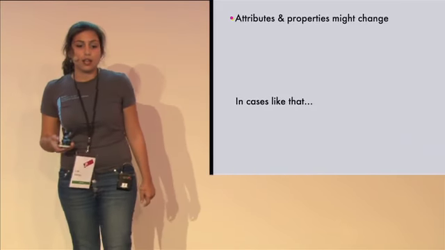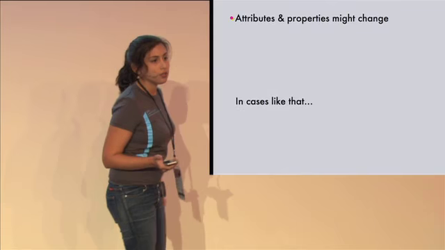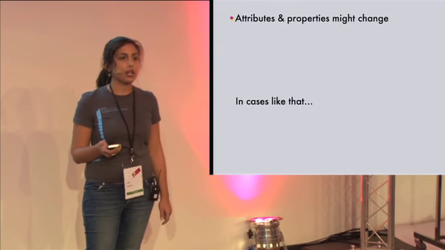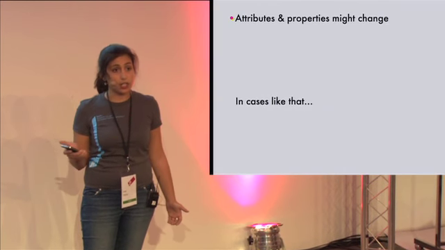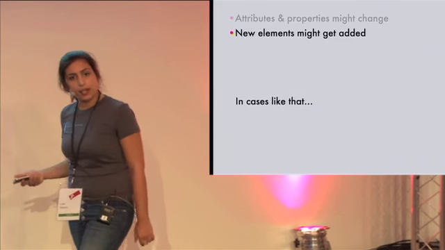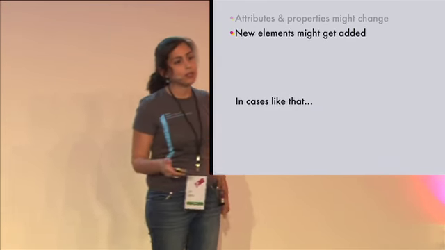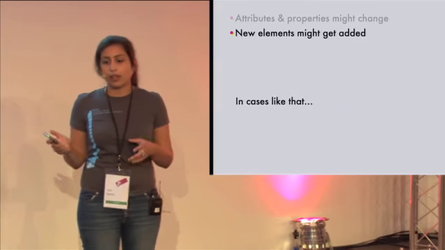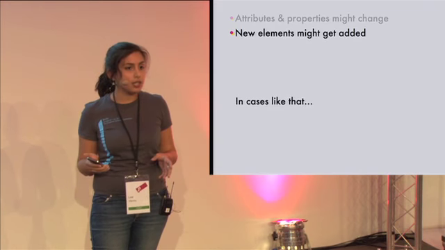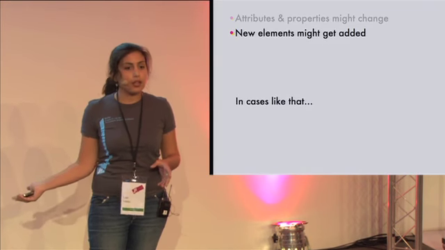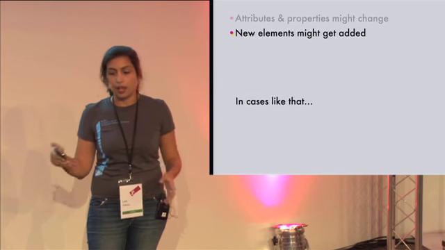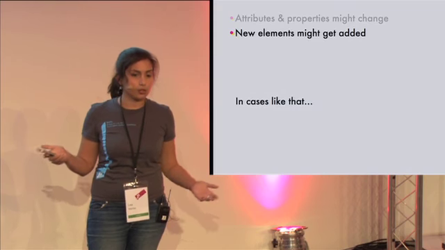So, attributes and properties will change. There will be other scripts on that page. It won't be just yours, and those scripts might actually change attributes and properties. Also, new elements might get added, maybe via Ajax, or created by some other script. If you make a polyfill, for example, for the HTML5 details element, nothing guarantees that there will be as many details elements when the document is closed as the ones that were there when it was created.